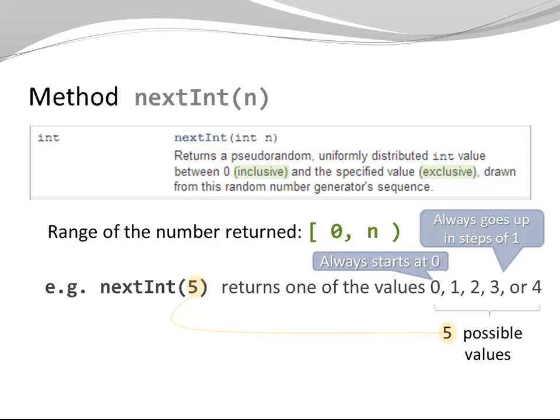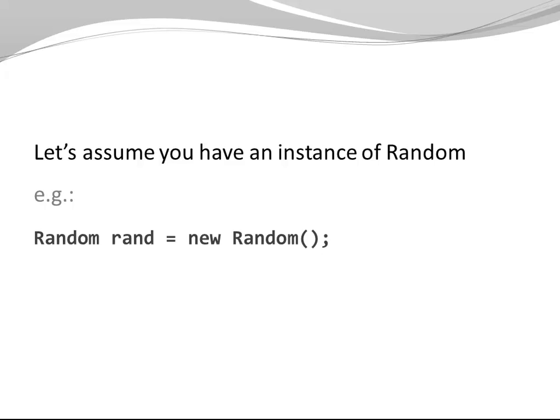All the methods of class Random are instance methods. So let's assume we have an instance of Random. I call it rand. It's of type Random, and I assign a new instance of Random right here.